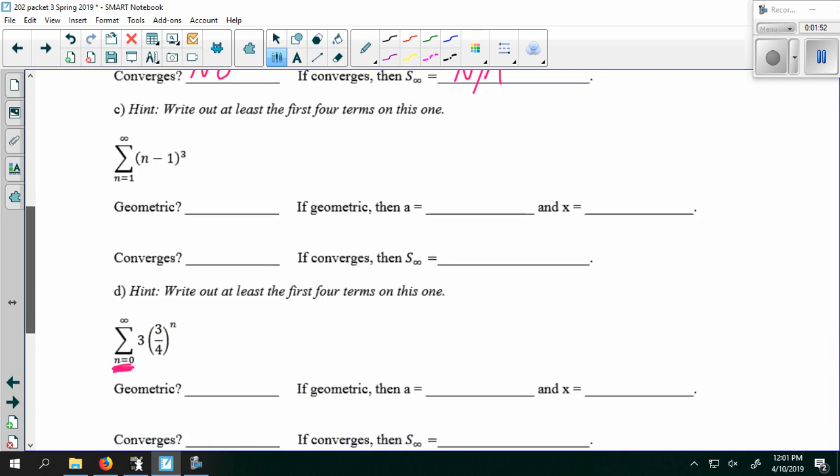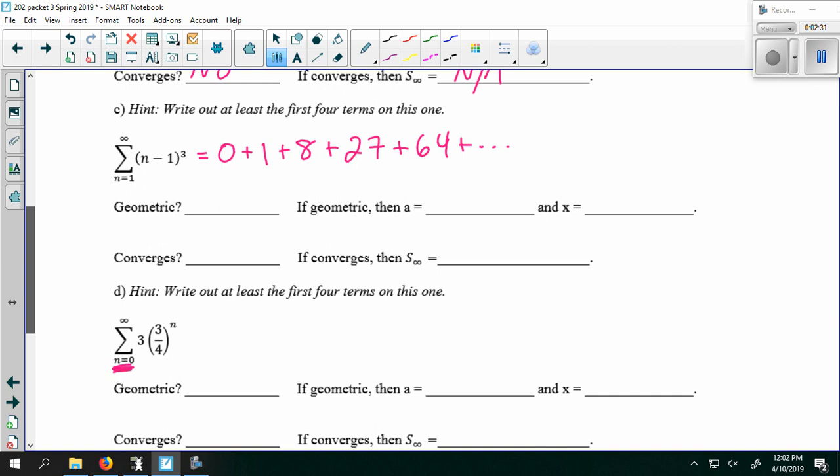Okay, part C, we want to write out at least the first 4 terms on this one. So I'm going to plug in n equals 1, and I get 1 minus 1 is 0, 0 cubed is 0. Now I plug in n equals 2. 2 minus 1 is 1, 1 cubed is 1. Now plug in a 3. 3 minus 1 is 2, 2 cubed is 8. Now I'm going to plug in a 4. 4 minus 1 is 3, 3 cubed is 27. And maybe I'll do one more. 5 minus 1 is 4, 4 cubed is 64.